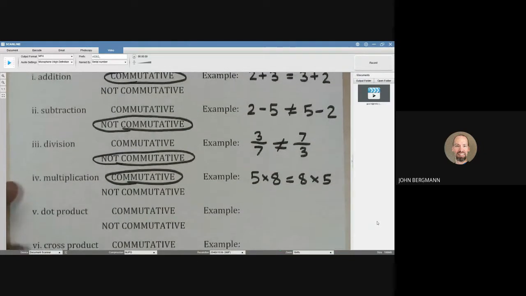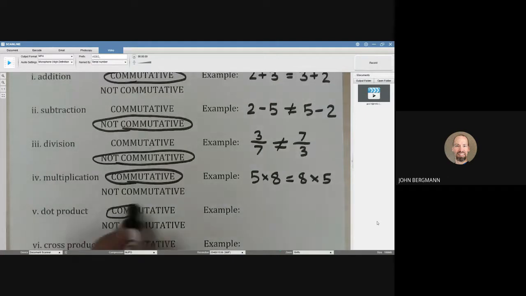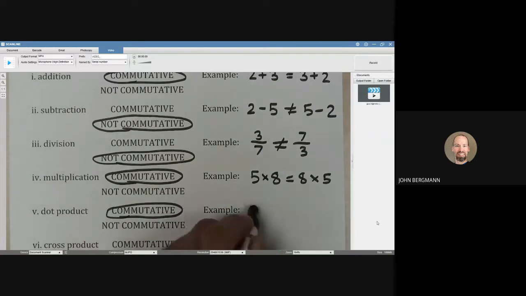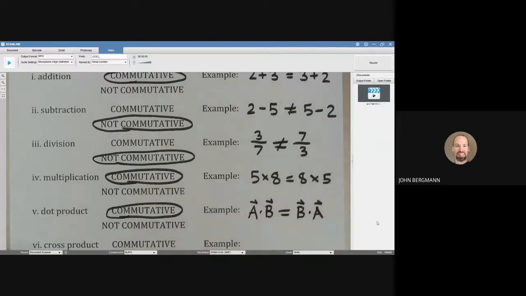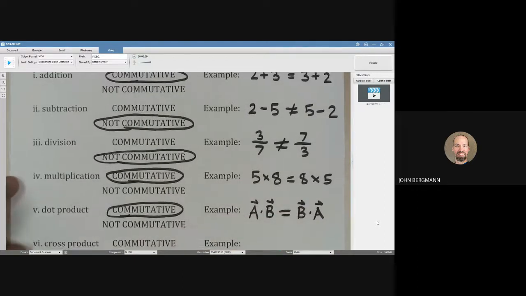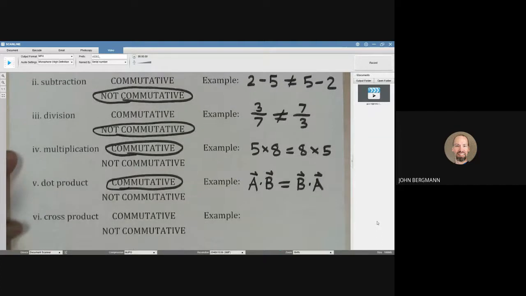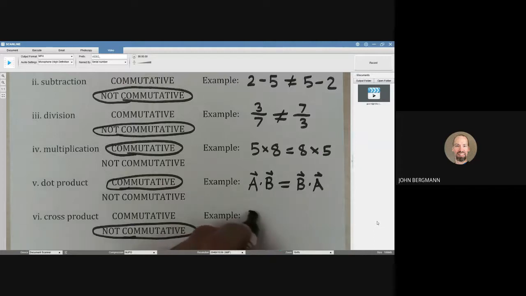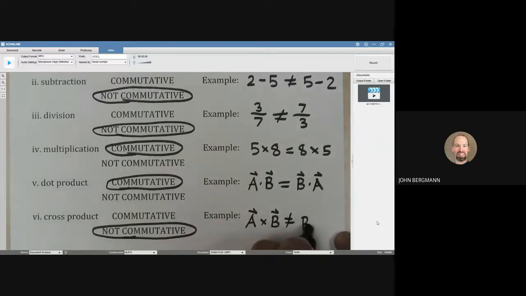What about the dot product? The dot product is commutative. If you have vector A dotted with vector B, it's the same thing as B dotted with A. Order makes no difference. The cross product, and torque is a cross product, is not commutative. If you take vector A and cross it with vector B, and we haven't shown you how to do this yet, you do not get the same answer as if you take vector B and cross it into vector A.